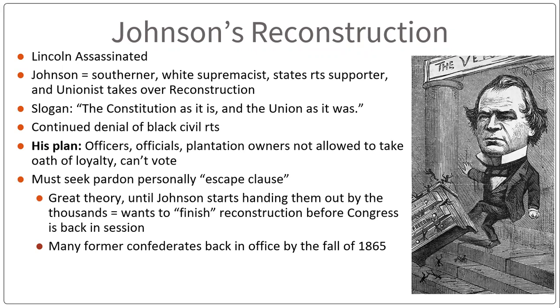His plan basically is, officers, officials, plantation owners not allowed to take the oath of loyalty, can't vote. So he's going to allow them to be able to vote as long as they take this oath. And we're going to see that he's going to start handing out these pardons that would basically allow these people to come back into power. Like if they were a government official before and during the war in the southern states. So that is how a lot of former Confederates are going to get back into office, which is going to play into a lot of these racist laws that are going to follow in the southern states, as we will see shortly. Okay.